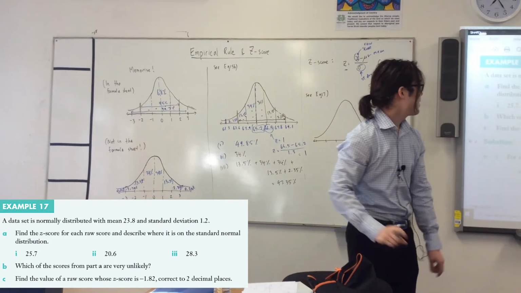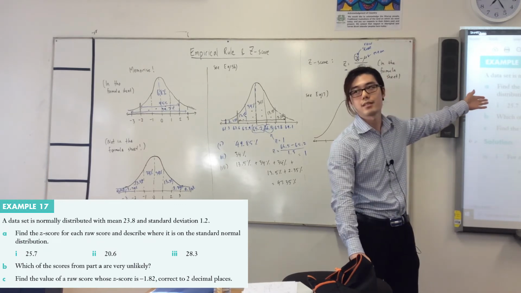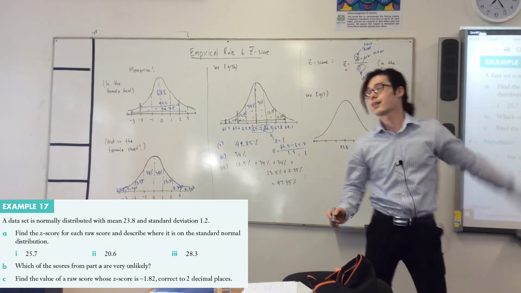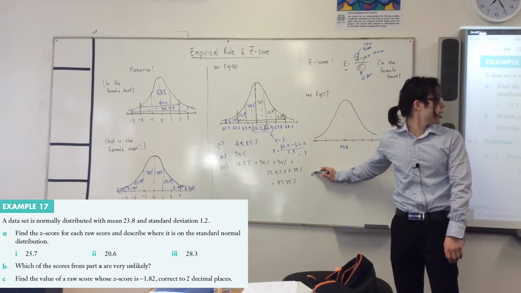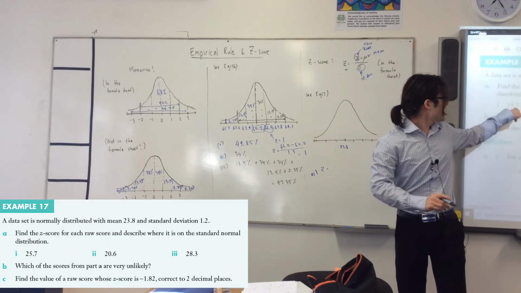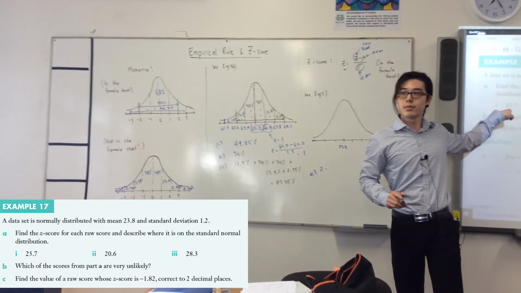Okay, fine. Let me just look at the question. Find the z-score for each raw score. If you just find the z-score, just use the formula. So find the z-score for part A, the first one. What does that represent? What does it say in the question?